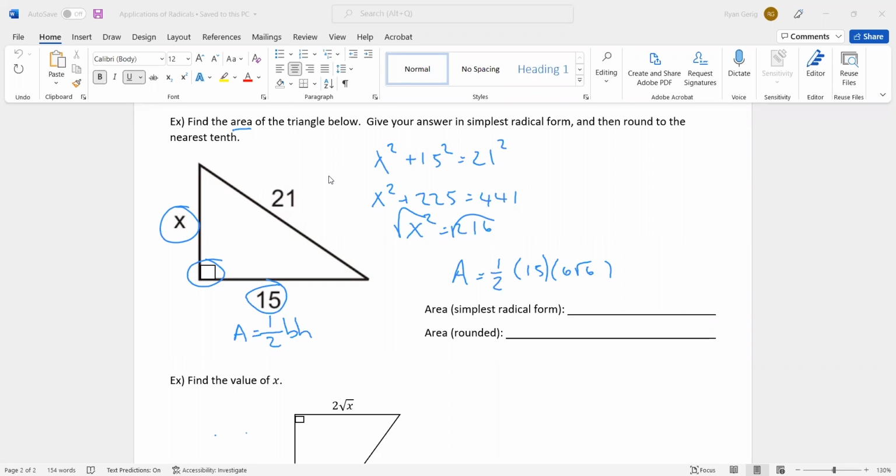So I still got to put that all together. So 1/2, 15, and 6 are all on the outside. So I'm going to multiply all those together. Radical 6, nothing's changing with that. 15 times 6 is actually 90, and 1/2 of 90 is 45. Now, that's the area in simplest radical form, okay?